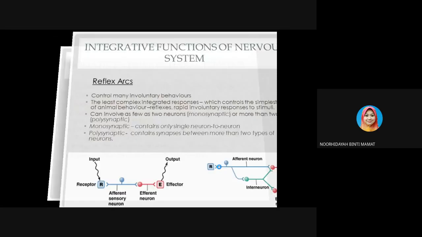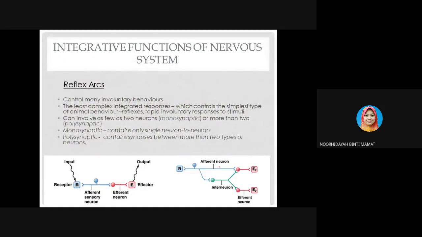And the integrative functions of the nervous system. We talk about the reflex arc. The reflex arc controls many involuntary behaviors, which means uncontrolled behavior. It is the least complex integrated response, which controls the simplest types of animal behavior. Reflexes are rapid involuntary responses to stimuli.